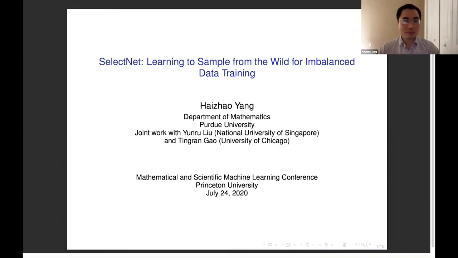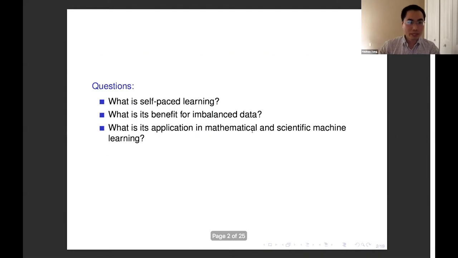Thank you. Today I'm going to talk about SelectNet, which is based on self-paced learning, to learn how to sample from unlabeled data to help training with imbalanced data. This is joint work with my student at National University of Singapore, Yunyu Liu, and a colleague at University of Chicago, Tingyang Gao. Today, I'm going to address three questions.